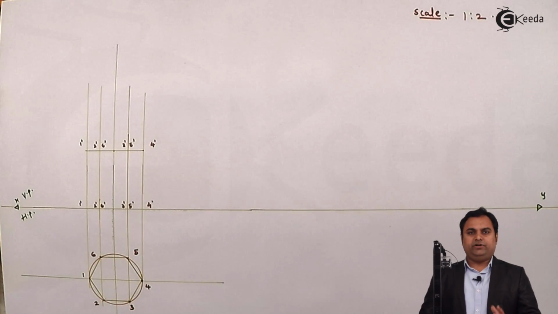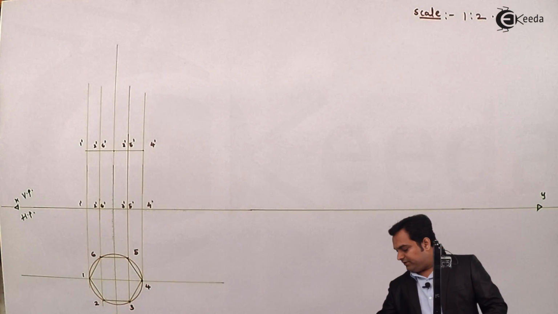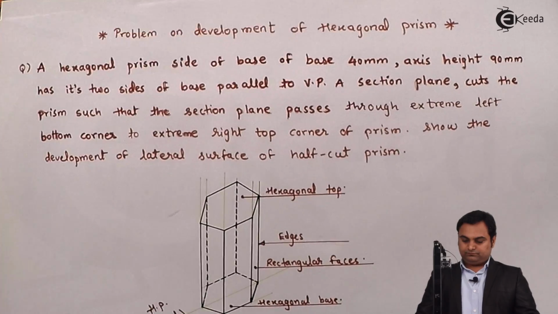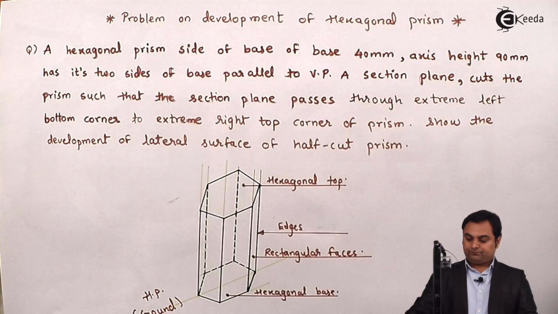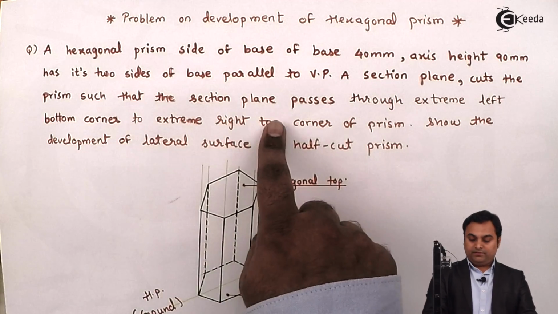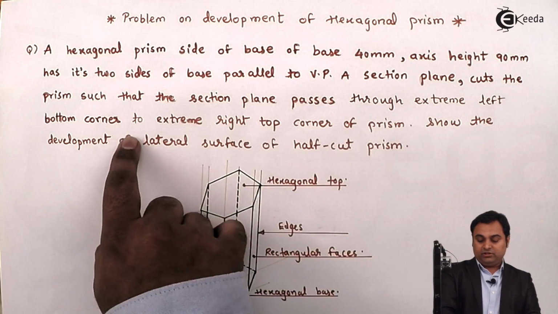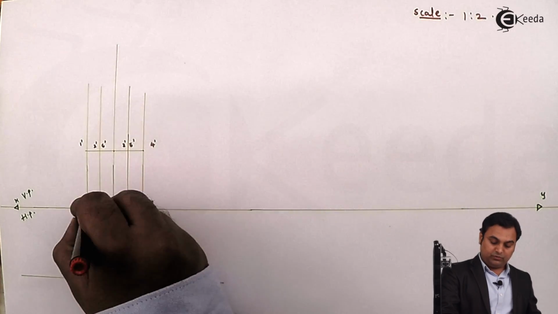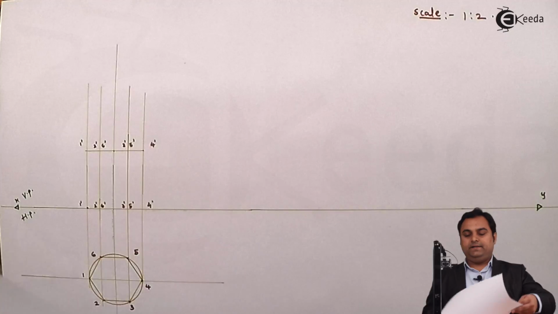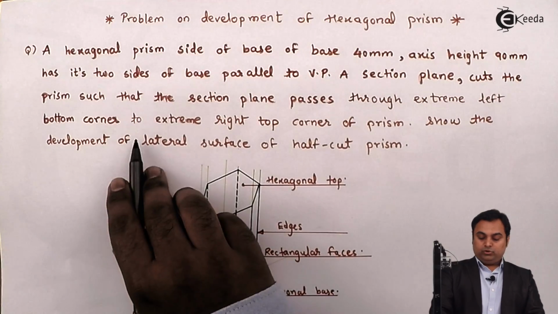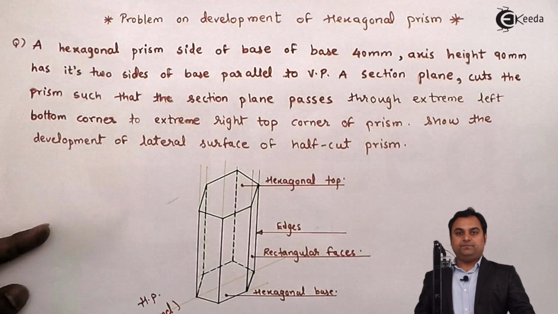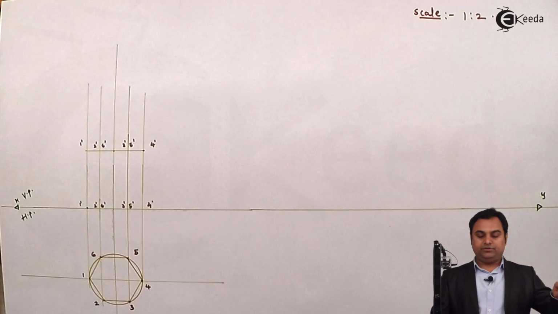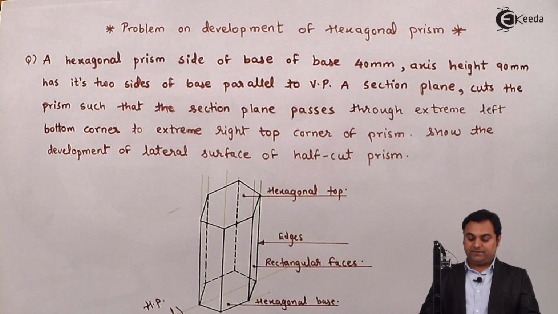Next, after completing this, that is drawing the top view and front view of the hexagonal prism, the next thing would be to locate the cutting plane. For that, the condition is given. A section plane cuts the prism such that the section plane passes through the extreme left bottom corner. So here I'll mark the extreme left bottom corner as 1 dash at the bottom, and to the extreme right top corner of the prism, and the extreme top right corner of the prism is 4 dash. So these are the two corners through which the cutting plane is passed.